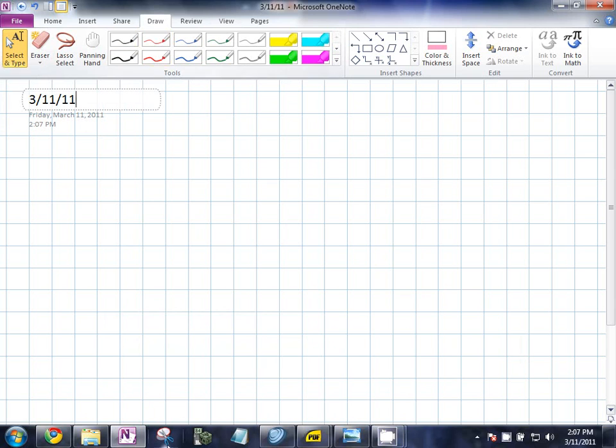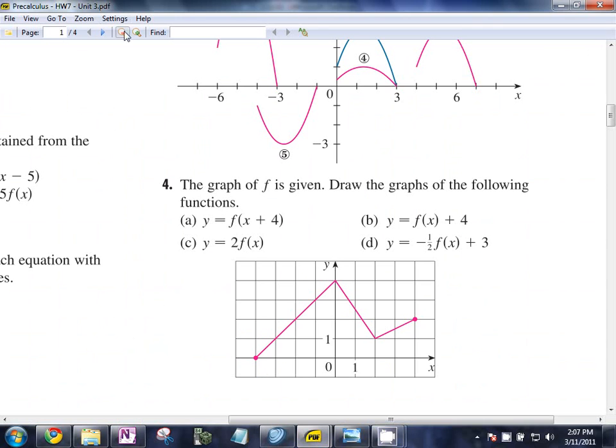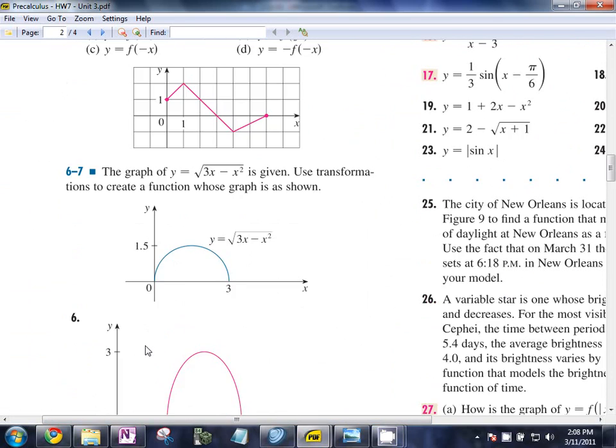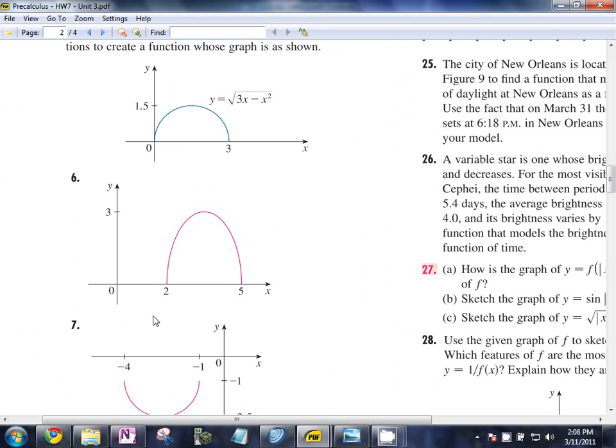Homework. What do you want to talk about from the homework? What do you want to start with? We skip 25 because I didn't give you the diagram. How about 6 and 7? Yes, 6 and 7, okay?